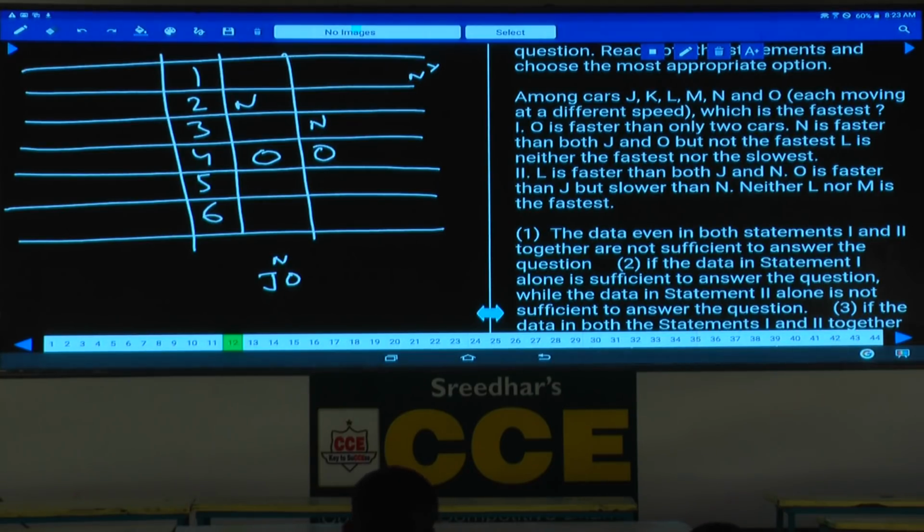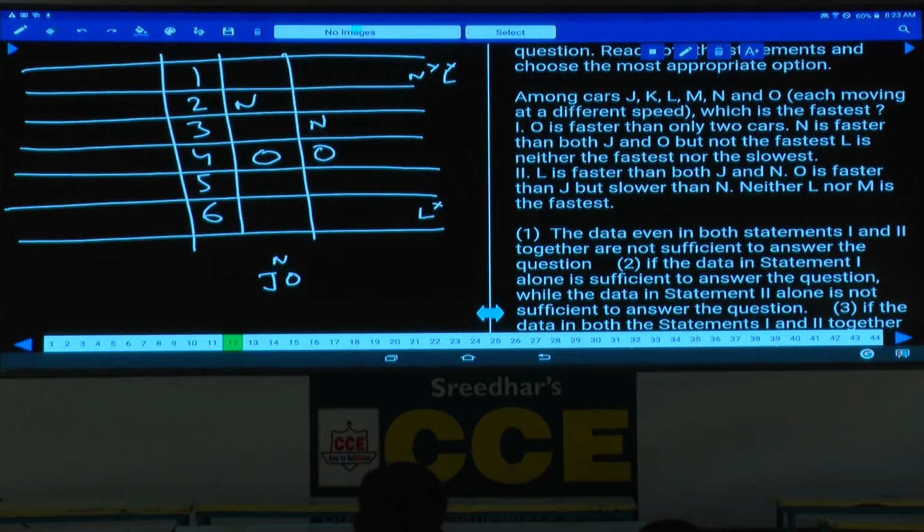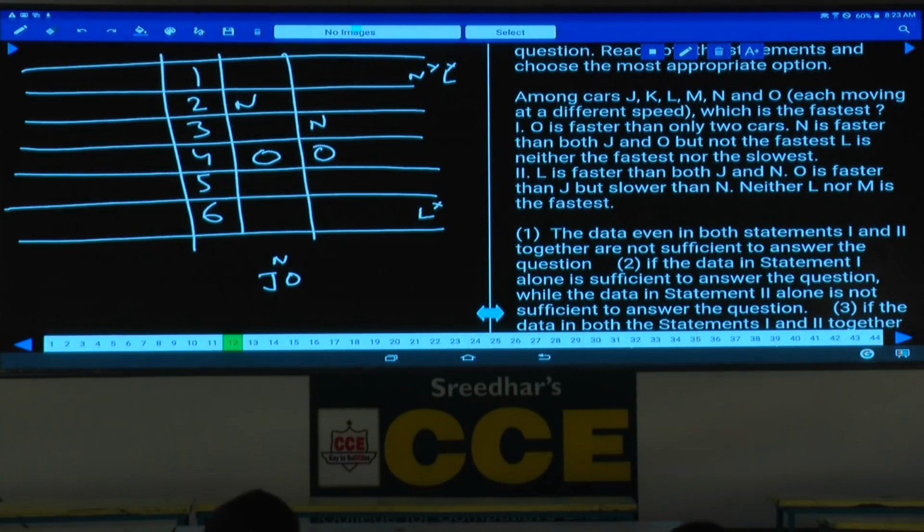And L is neither the fastest nor the slowest. Now, L cannot be the fastest nor the slowest, hence L cannot be in these 2 places. As L cannot be in these 2 places, what is the possibility here? And the question is about which is the fastest. L cannot be the fastest, N cannot be the fastest, and J and O cannot be the fastest. And which can be the fastest here?